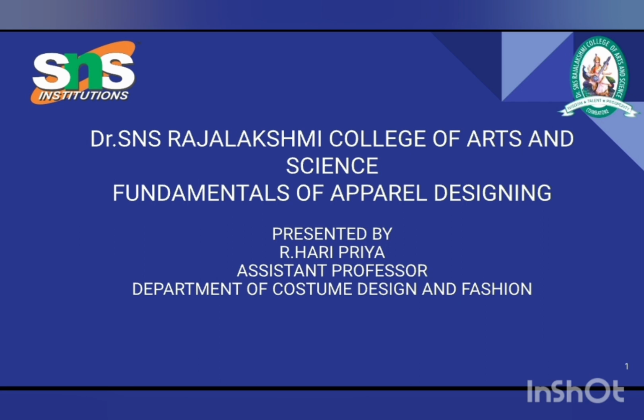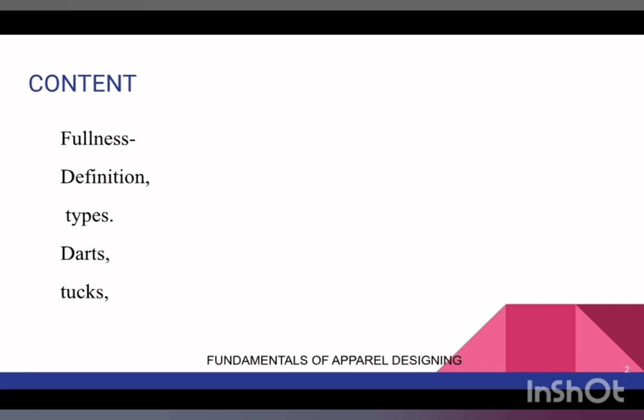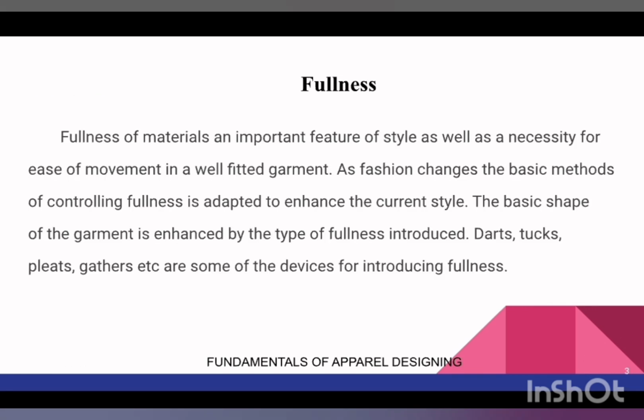In this video, we are going to see about fullness and its types, definitions, and the types of fullness. So what is fullness? Fullness of a material is an important feature of a style as well as a necessity for the ease of movement in a well-fitted garment. As fashion changes, the basic methods of controlling fullness are adapted to enhance the current style. The basic shape of a garment is enhanced by the type of fullness introduced. Darts, tucks, pleats, gathers, etc. are some of the devices for introducing fullness.